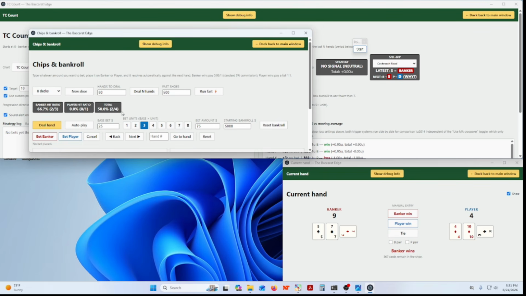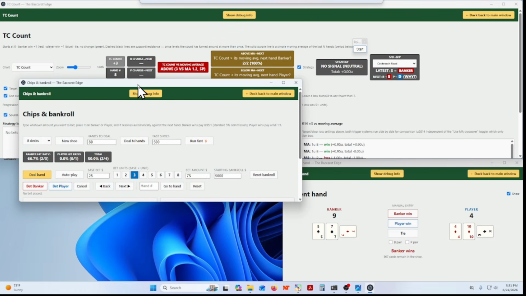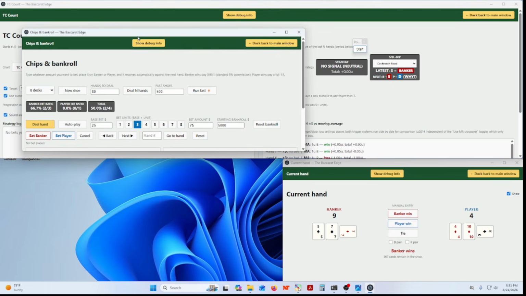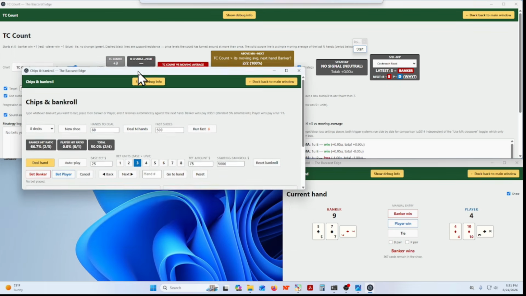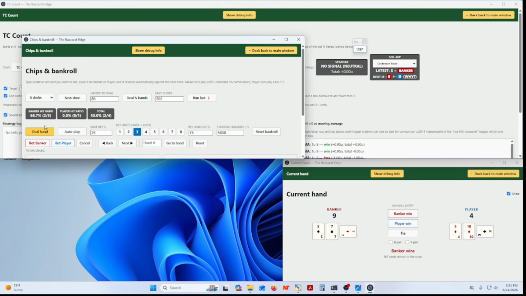Right now, the hit ratio, I'm 2 and 4. On banker, I won 2 out of 3. Player, I'm 0 and 1. The total is 2 and 4. Right now, the TC count is +8. That's hand 8. TC count is actually +3.